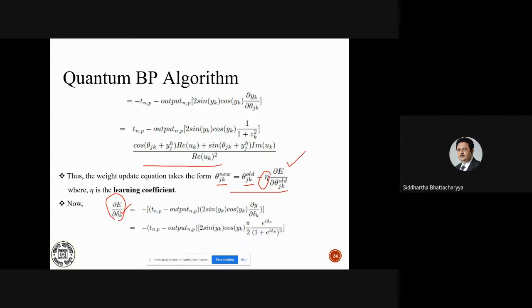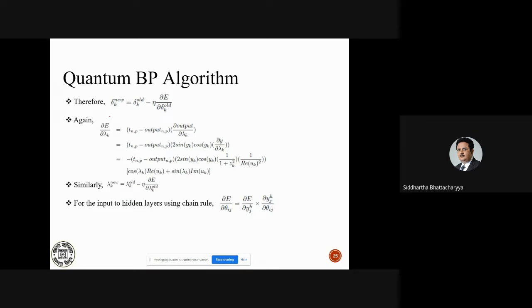Similar sort of expressions can be obtained, again giving you a new set of updated delta in this form. And finally, you also have to go for the gradient of E with respect to lambda, that is the bias rotation angle for the bias, again giving a corresponding equation like this. So three sets of equations for each and every hidden to output layer, and the input to hidden layer has not yet come.